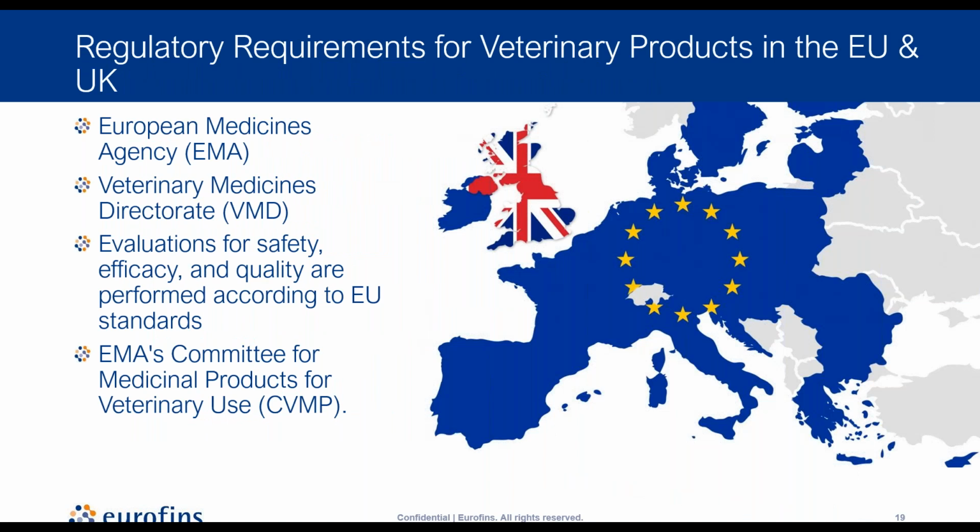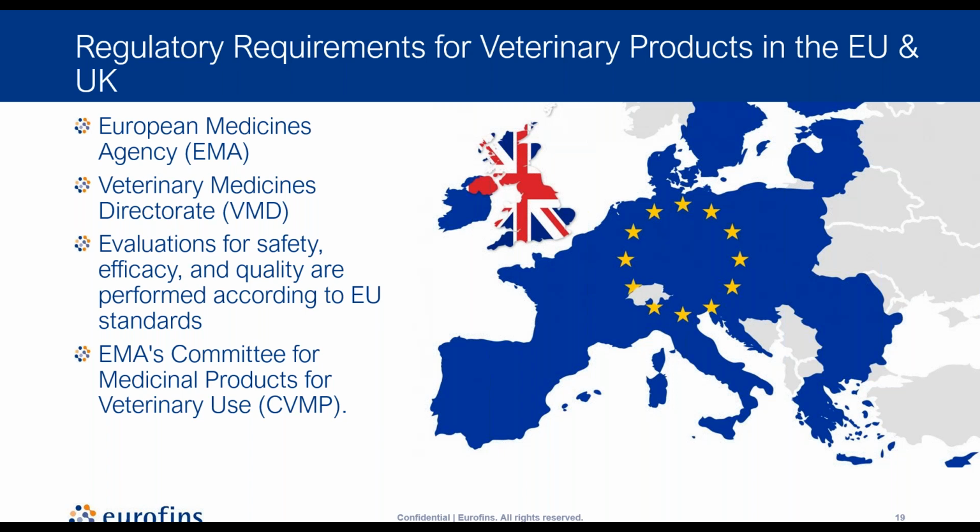Regulatory requirements for veterinary products in the EU are governed by the European Medicines Agency. The EMA is responsible for establishing and implementing regulatory procedures for the approval of veterinary products, including medicines and vaccines and other types of feed additives.